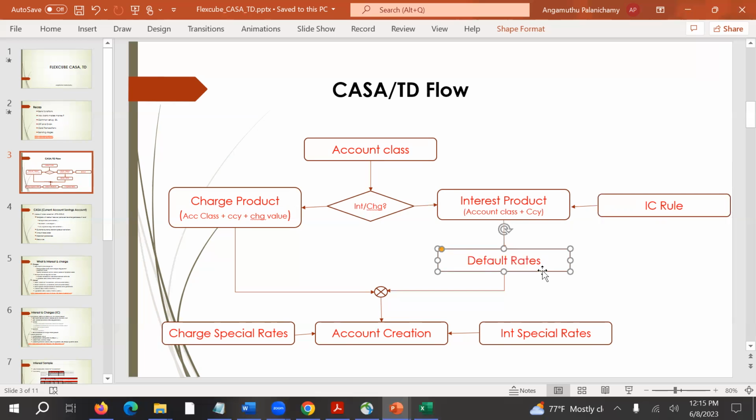This default rate, everything is resolved at the account level. So my interest calculation will work perfectly. And when it comes to the charge product, this is a charge nature.